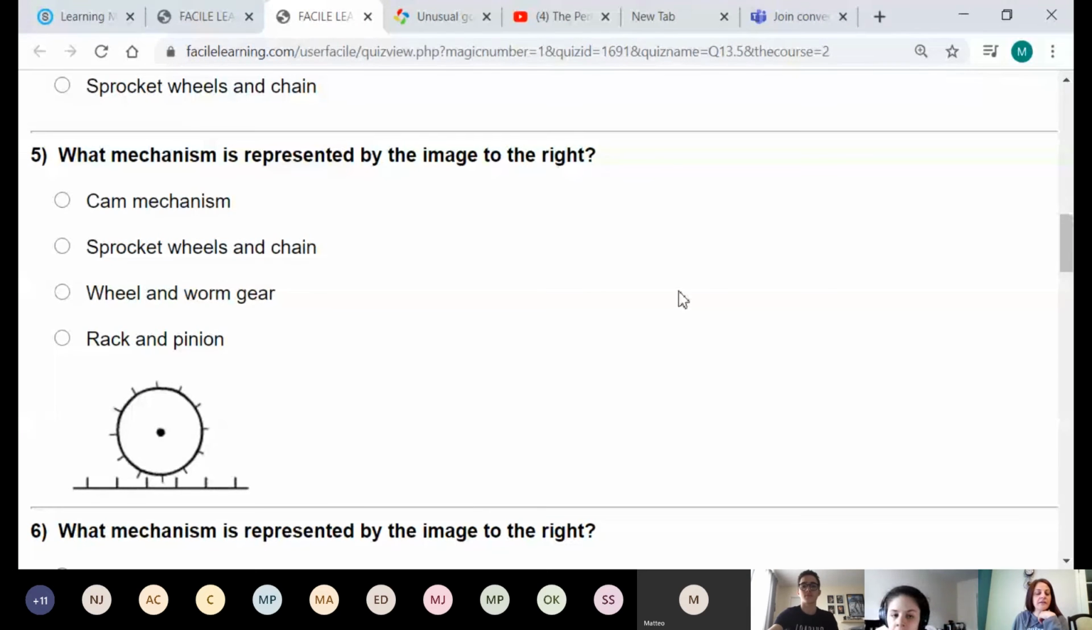Number 5 is a good question. What mechanism is represented by the image at the bottom? Go ahead, let's see your answers. What is this thing right here? What do we call that? At the bottom, number 5. Yes, a rack and pinion.